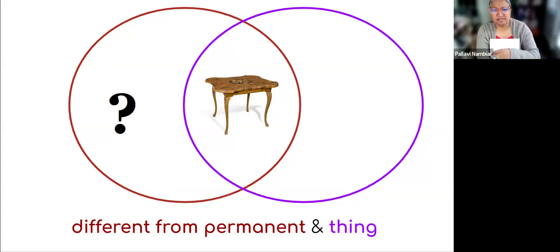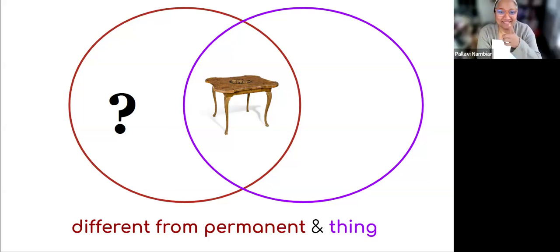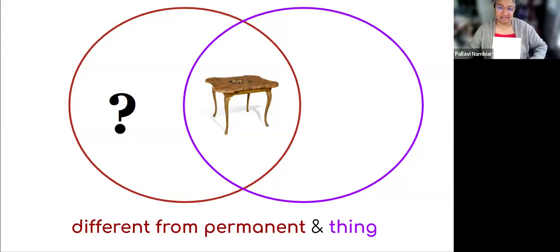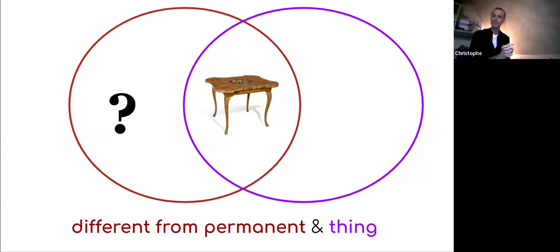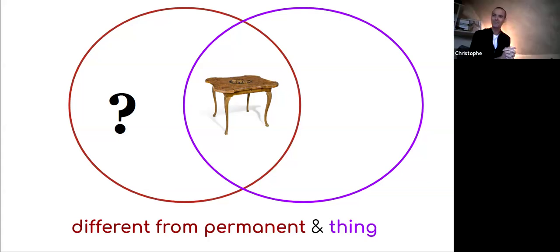But time doesn't fit both. Except, why? Okay. So just before we said, okay, time is different from permanent because it's momentary changing. That was your reason, right? Yes. And if it is momentary changing, it follows that it is necessarily impermanent, no? Yes. Okay, and if it is impermanent, it's necessarily a functioning thing.